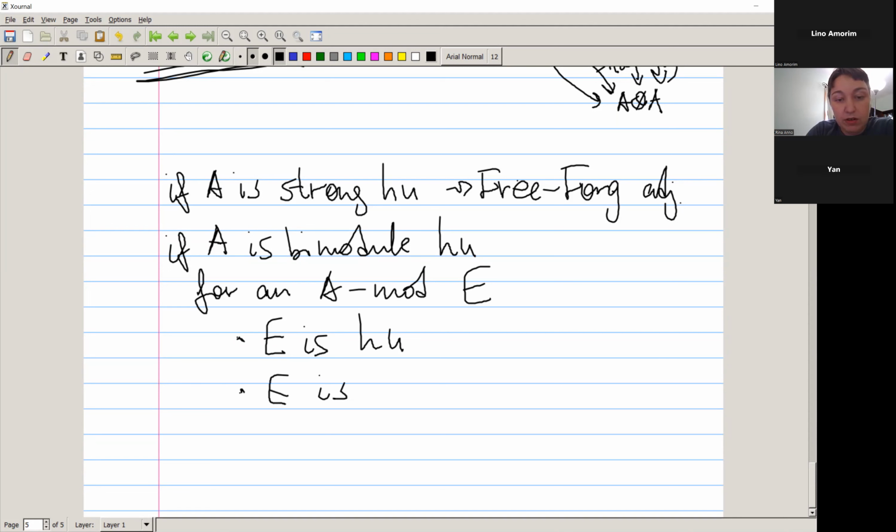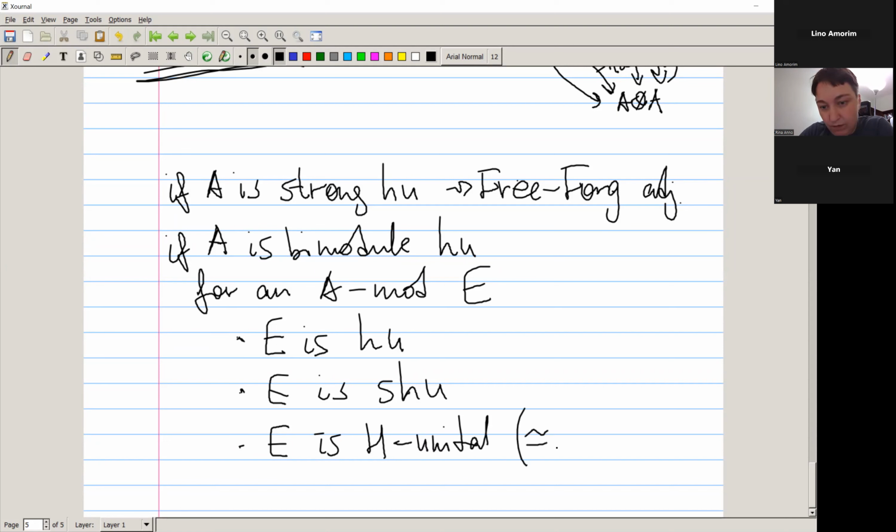that E is strong homotopy unital, and that E is H unital, meaning that it's homotopy equivalent to its Barr resolution. So its Barr construction is acyclic. And this is essentially what we want to work with categories of modules, because we want to define a derived category of an infinity algebra as the category of modules that have resolutions. So H unital means that the Barr construction is acyclic.